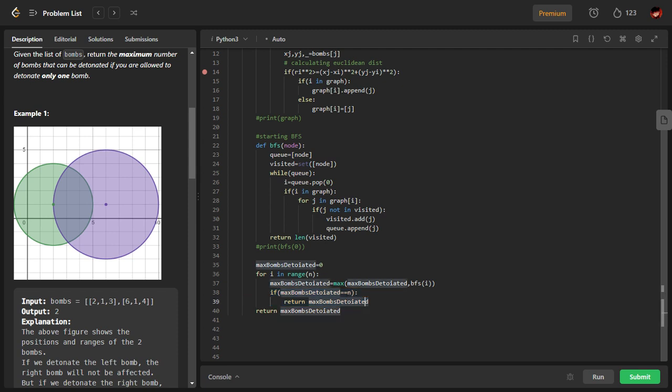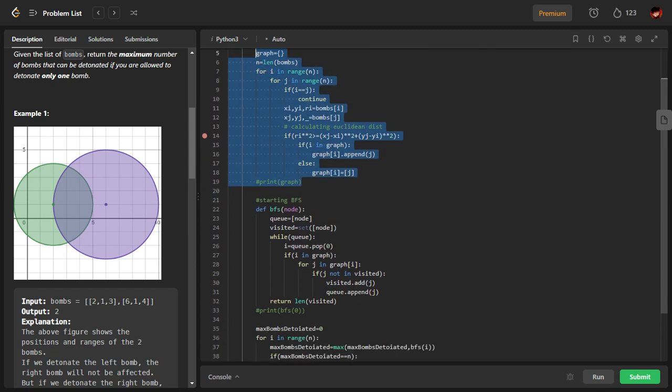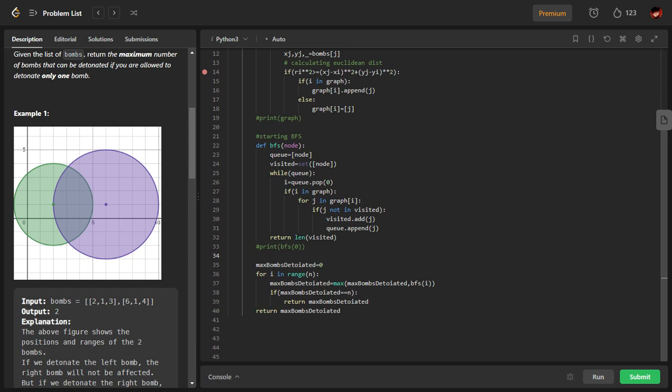So friends, please understand this part. Here we are trying to make the graph, and here we are trying to do the BFS for each of the nodes. Why for each of the nodes? Because in the question they have not given any one node from which we need to start the blasting. They are just giving a hint: we need to blast any one node, and then find the maximum number of nodes that will be blasted if we start with this node.